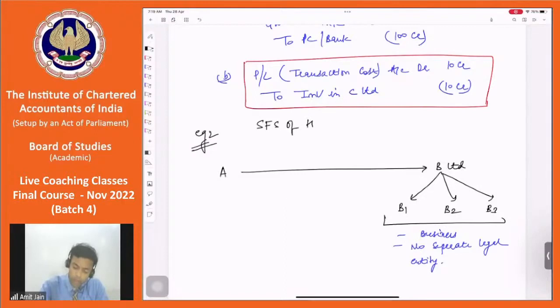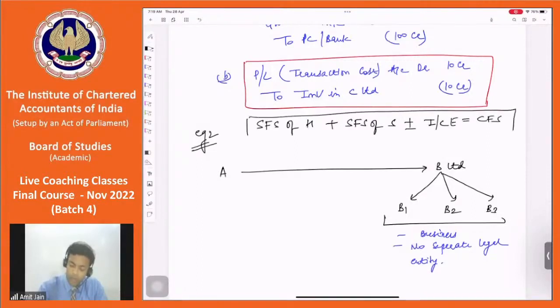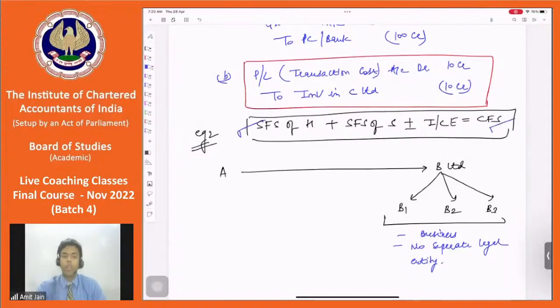Holding SFS plus subsidiary SFS plus and minus intercompany elimination is equal to consolidated financial statement, right? When one entry has already been passed in the standalone financial of the holding company, do I need to pass it again in the consol books because I'm preparing a CFS?